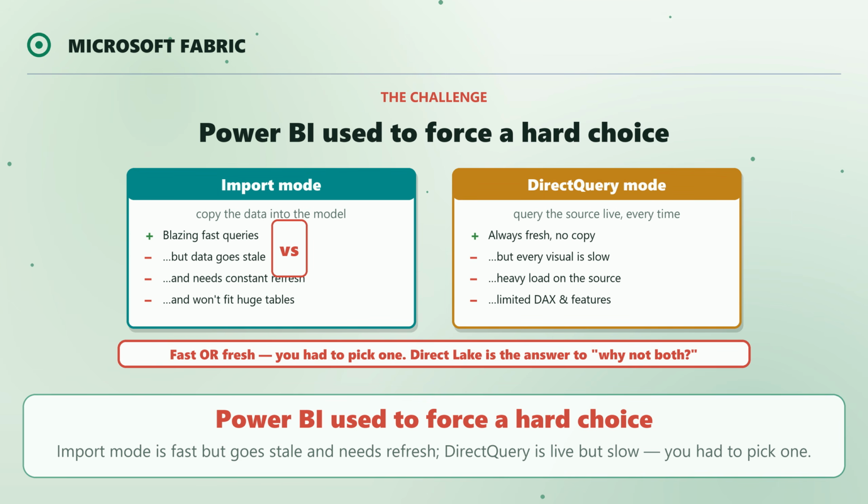The second option is DirectQuery. Don't copy anything, just query the source live on every visual. Now your data is always fresh, but every single interaction fires queries at the source, so reports feel slow, you hammer the underlying system, and you lose some DAX and modeling features. So there it was, fast or fresh. Pick one. DirectLake is Fabric's answer to the obvious question, why not both?